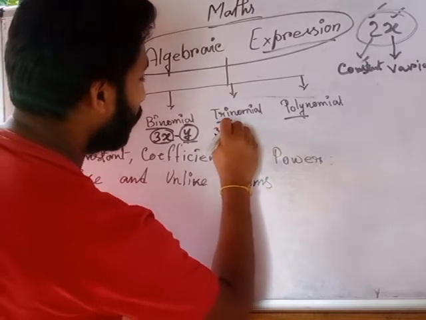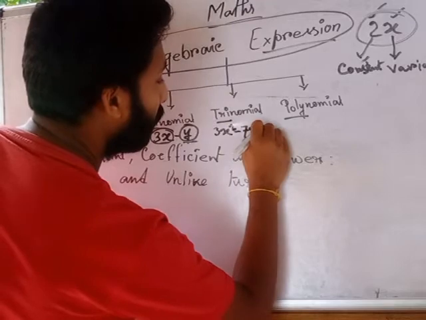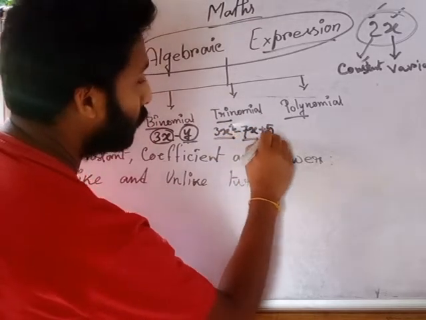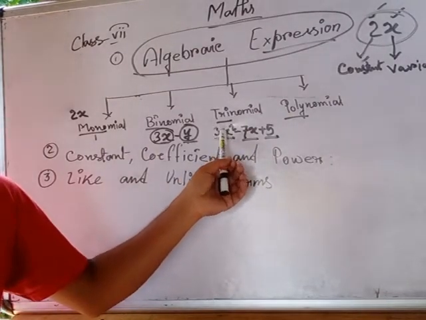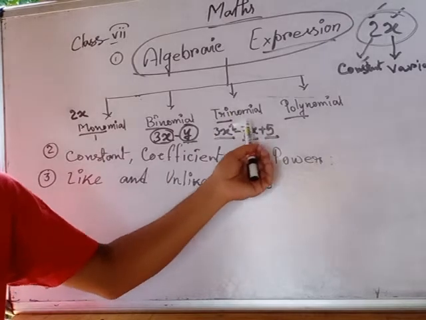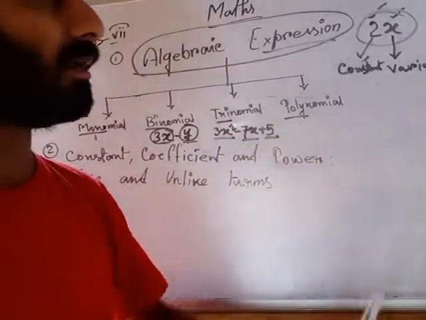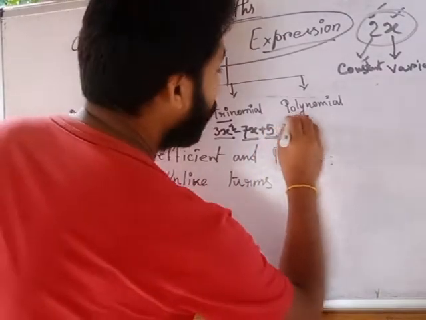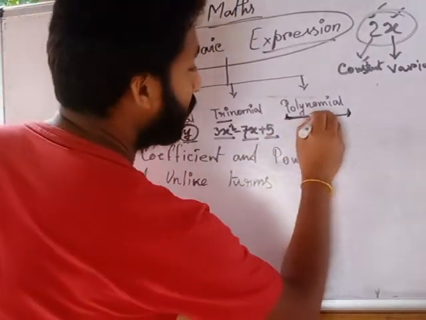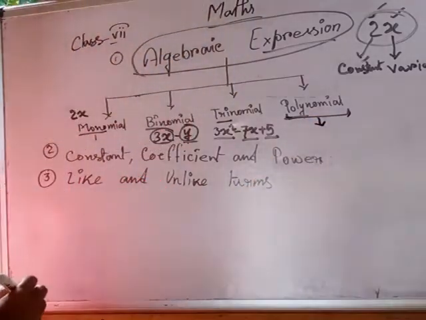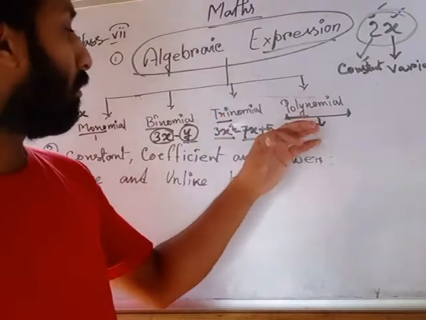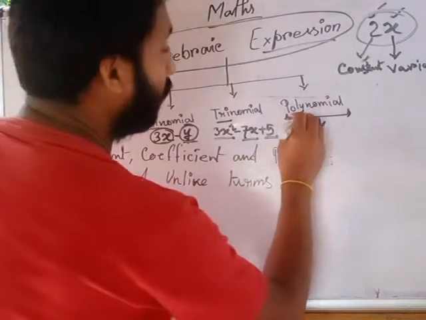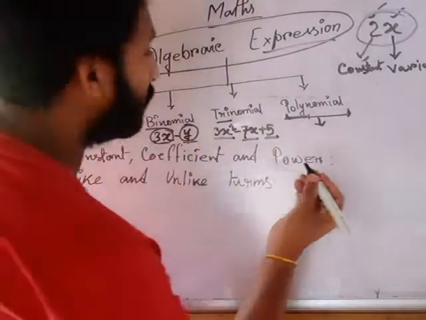Suppose it is 3x square minus 7x plus 5. 1, 2 and 3. If it has 3 terms, at that time it is called the trinomial. Polynomial means if the expression has more than 3 terms, that is called the polynomial. Poly means more than 3.